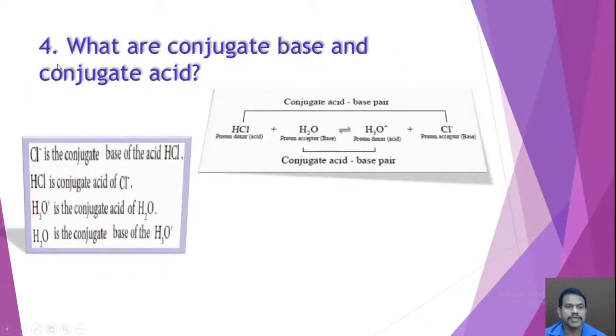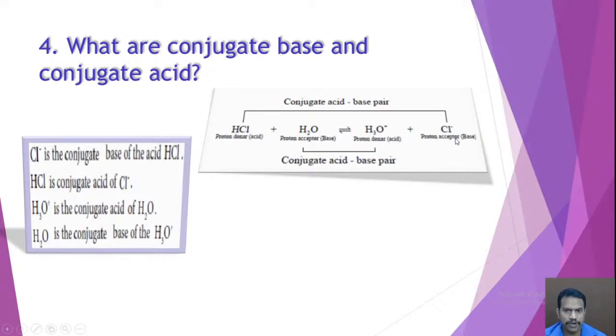So regarding the Lowry-Bronsted theory, we can find conjugate base and conjugate acid. Conjugate base and conjugate acid. So what are conjugate base and conjugate acid? Suppose they will provide one equation. In this equation, we have to find the conjugate acid base pair. Okay, the hydrochloric acid dissolves in water, H3O plus ion and Cl minus ion. Already we have seen this equation. Now the conjugate base and then conjugate acid we have to see.